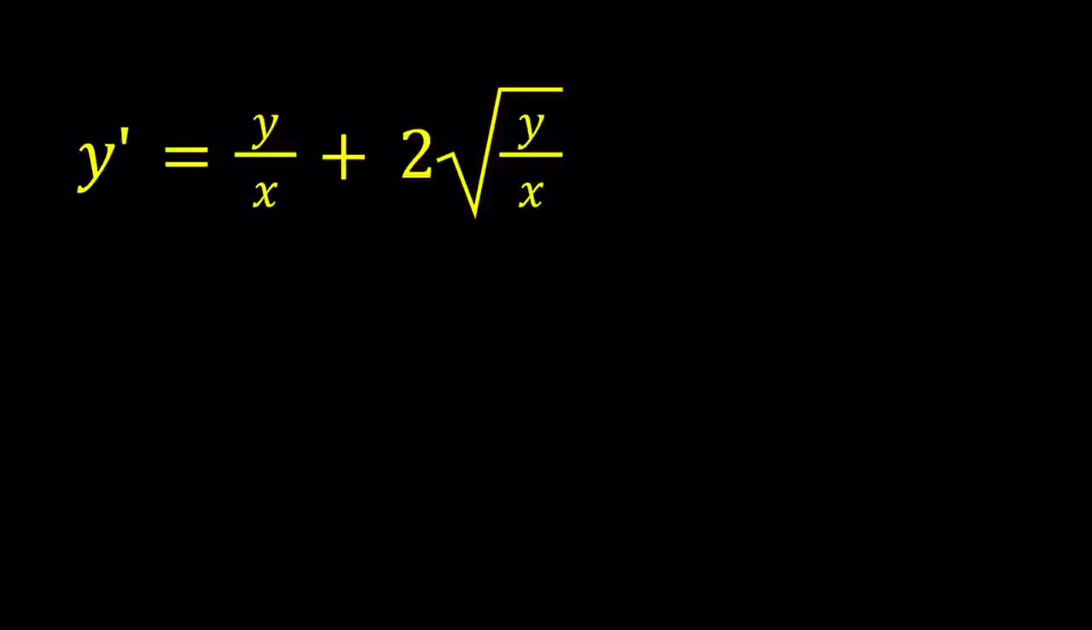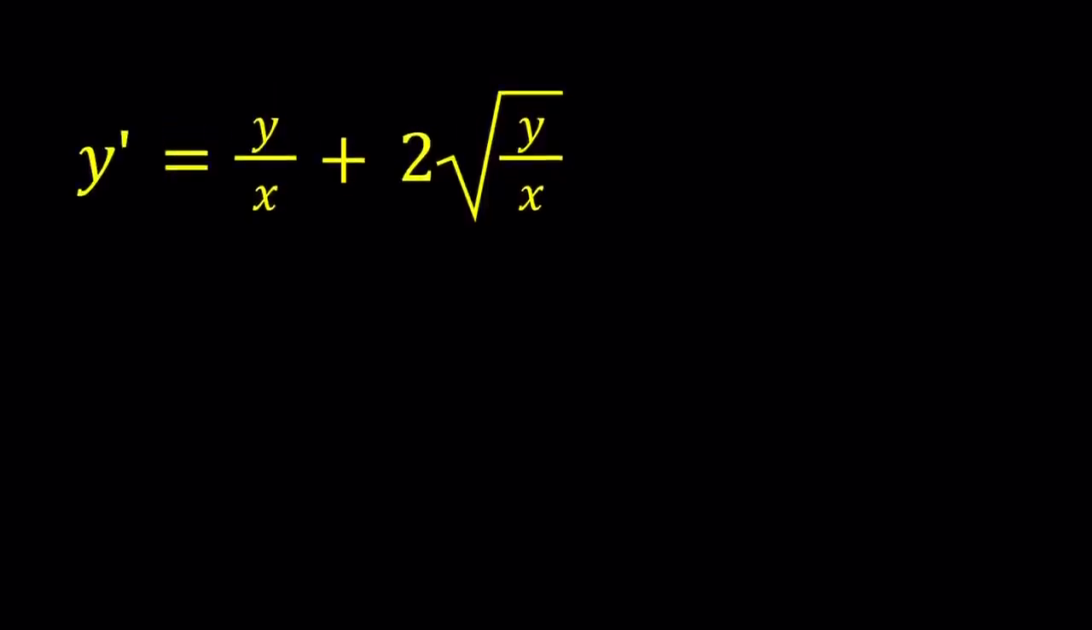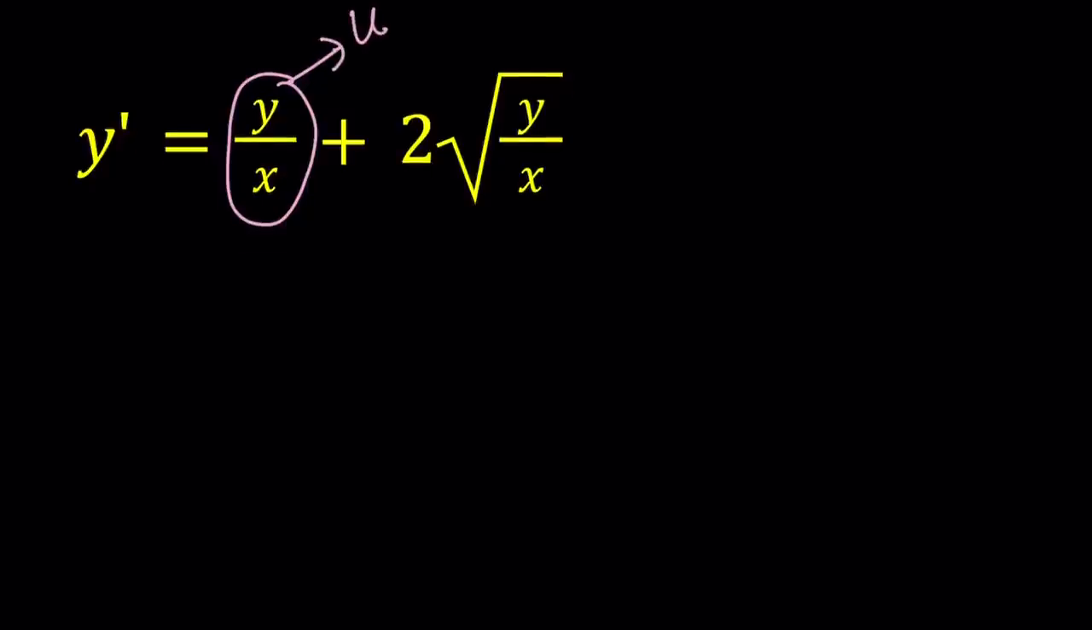So let's go ahead and solve this equation by using a different variable for y over x. Let's set y over x equal to u, and then from here we're going to get y prime equals u plus 2 times the square root of u. Now obviously this assumption means something, so that we can evaluate y prime from here. So let's go ahead and write it down.